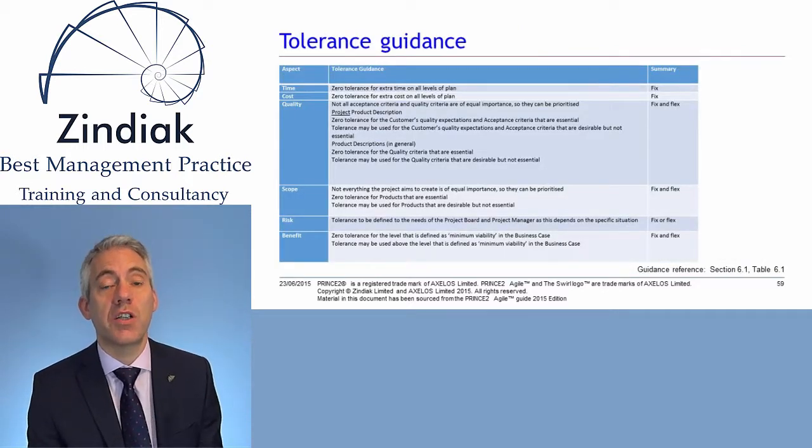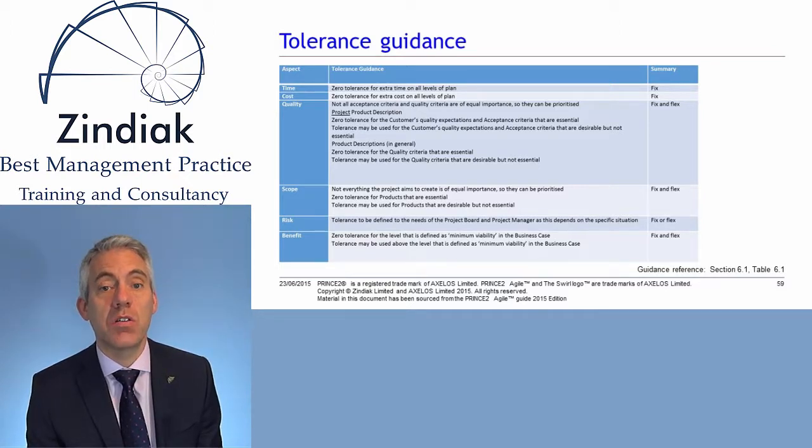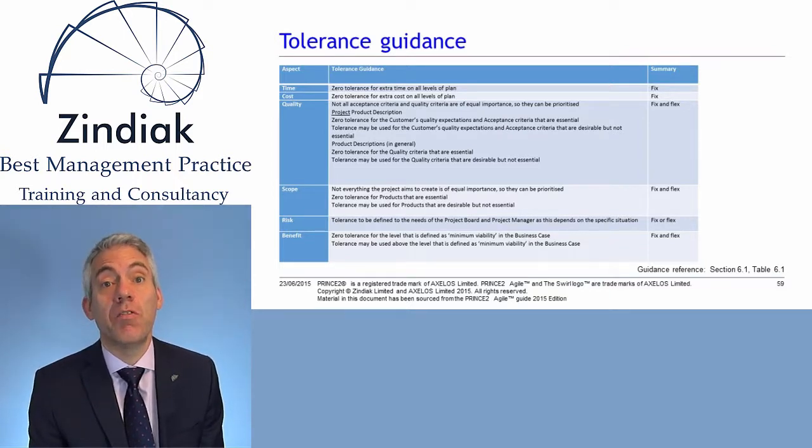And this next slide gives some guidance on that tolerance. As you can see, PRINCE2 Agile suggests there should be 0 tolerance on time and costs at all levels of plan. When it comes to quality, at both the product description level and the product descriptions for the sub-products, it's suggesting a differentiation between essential criteria and desirable criteria, and saying there should be 0 tolerance on essential criteria, but there may be tolerance on desirable criteria.